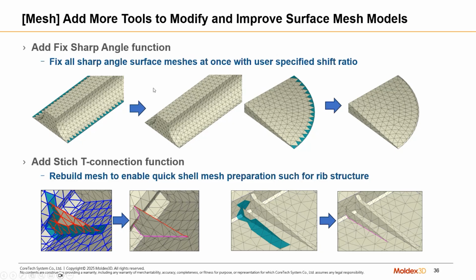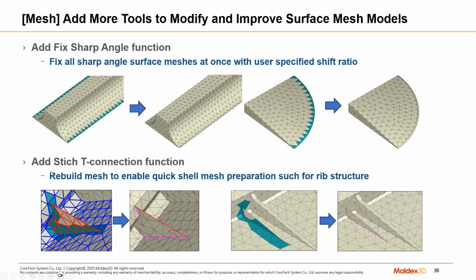So we have a new fix sharp angle function, which is very, very similar actually to the fix aspect ratio function that we added a couple of versions ago. And it just adds another layer of elements pretty much wherever you have any sharp angles. And that helps to increase the relative angle in that area. So, a great new function to help reduce the possibility of mesh errors because of the sharp angle.